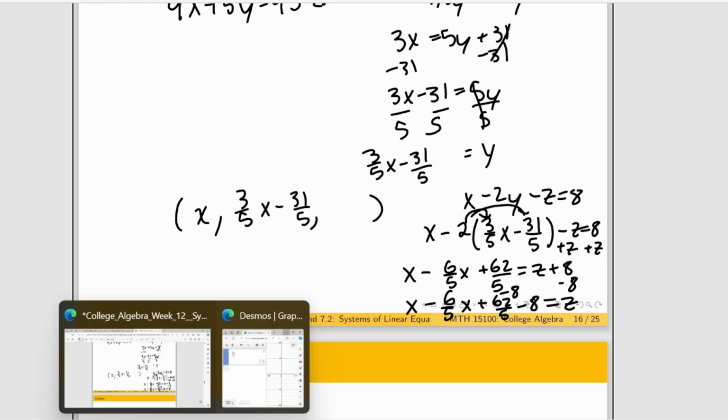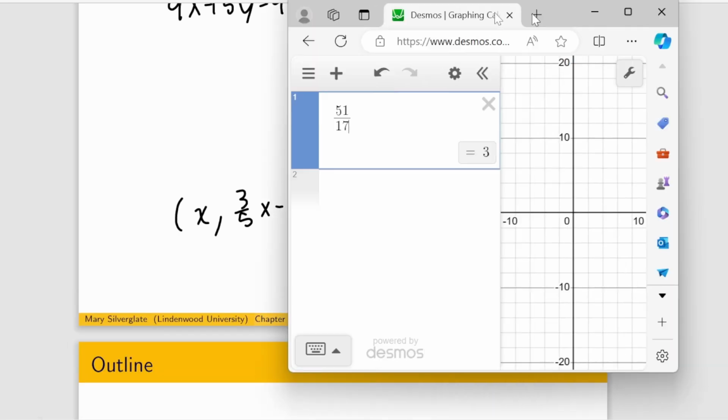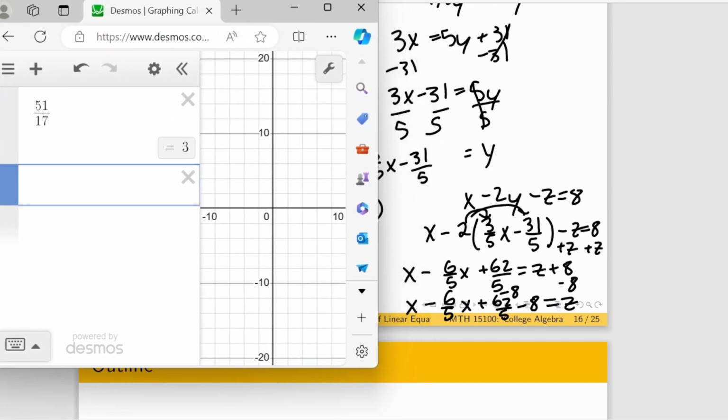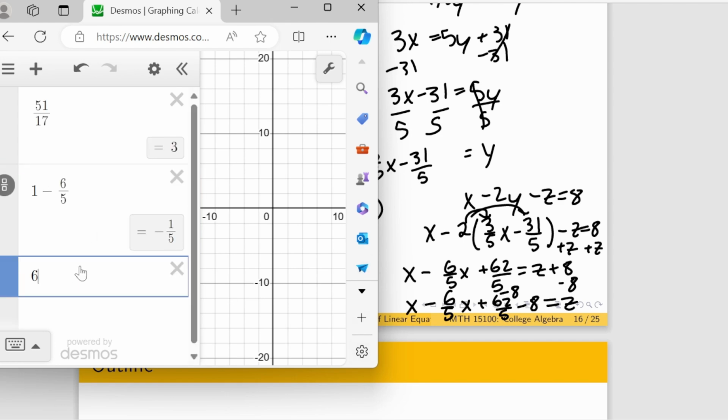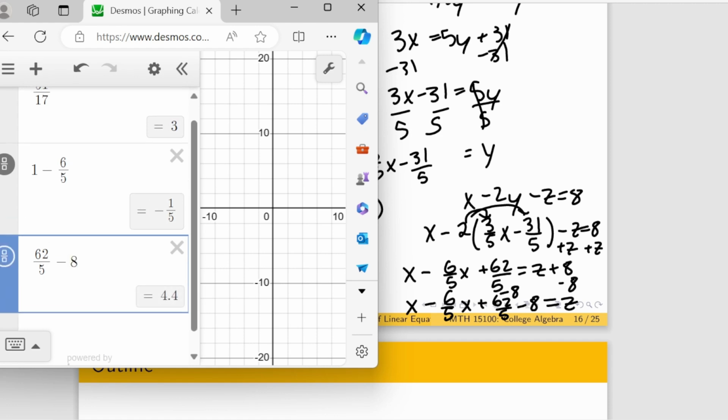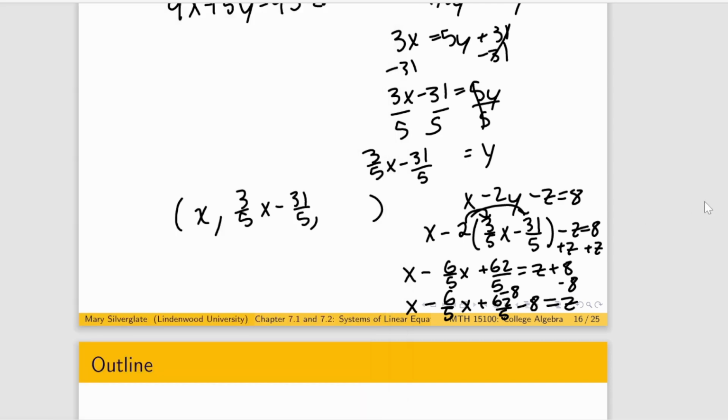And if you're feeling a little bit lazy about that fraction manipulation, as I am at this point in the video, it's totally fine to break out a calculator. Might want to make the calculator so that you can see it. So we have 1 minus 6/5 in terms of x's, so that should be negative 1/5. And then for the plain numbers, those constants, we have 62/5 minus 8. Or as a nice fraction, that would be 22/5.